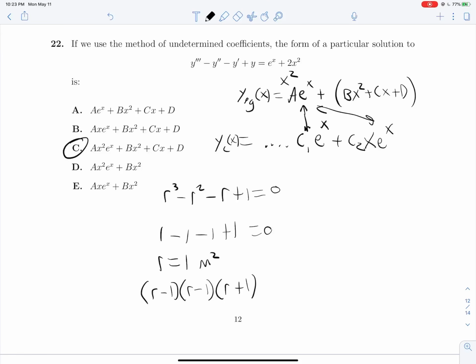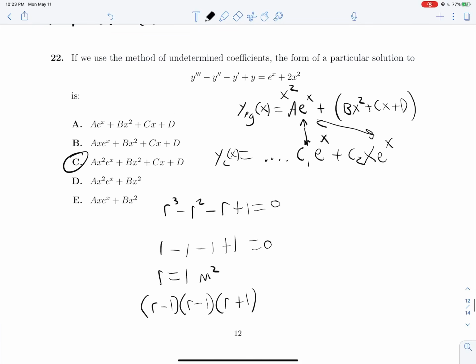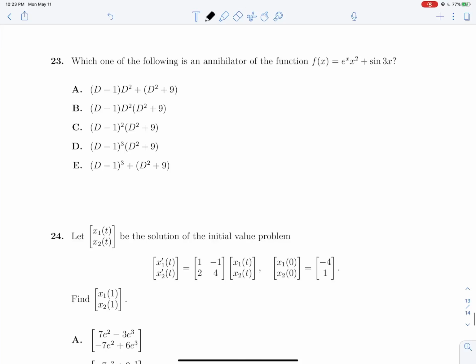I don't know what they're thinking with this whole thing. Am I crazy? R equals 1. How do we know that has a multiplicity of 2? I don't like that. I'm sorry about this. Yeah, that's not fun.